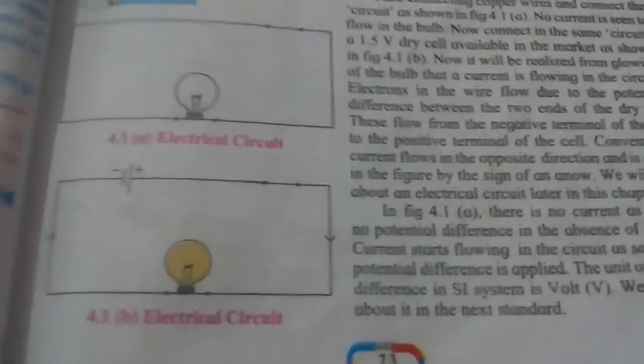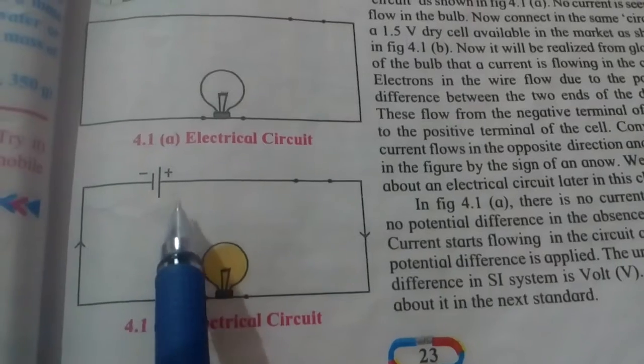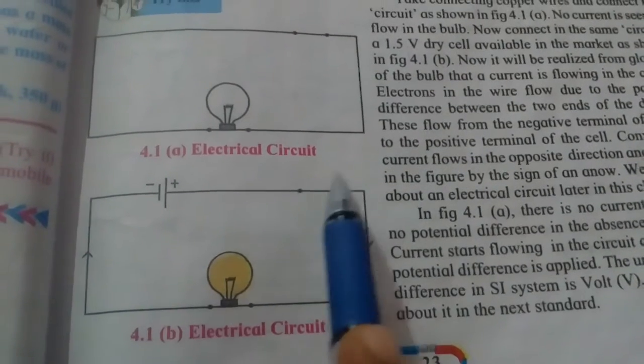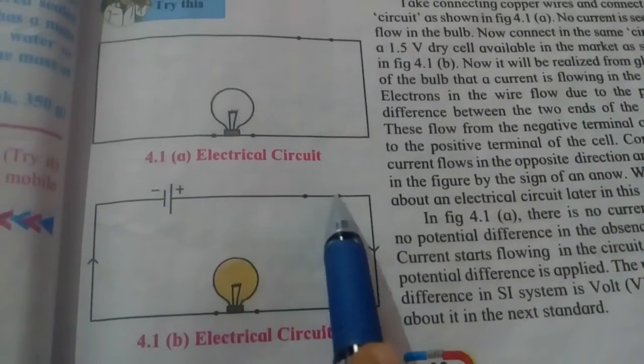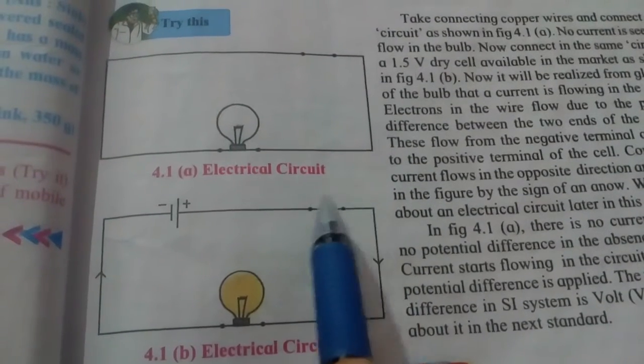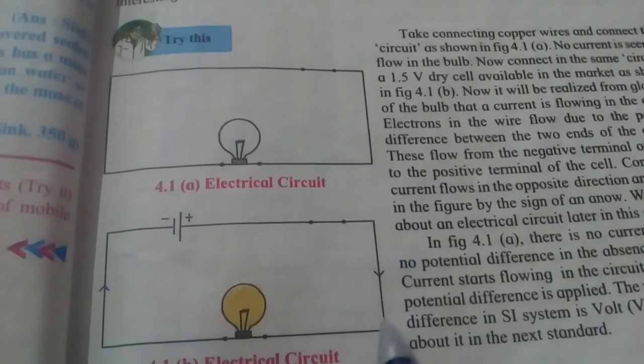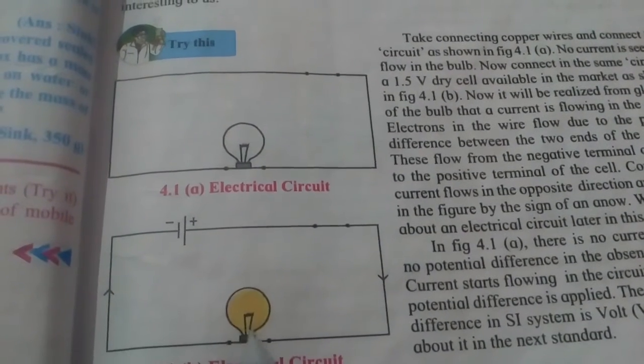Now let's study the electrical circuit. Every electrical circuit will consist of two terminals, that is the positive terminal and the negative terminal. This is going to be the key or circuit breaker. If this is closed, the current will flow. If it is open, the current will stop flowing. This arrow indicates the flow of electric current, the direction of electric current.